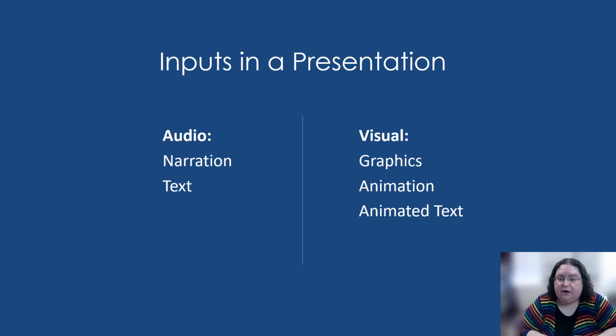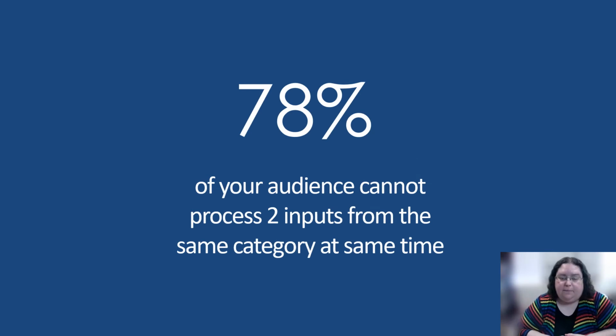And then visuals are graphics, animation, or text that is moving, so animated text rather than stable text. And this is the important thing to remember: 78% of your audience cannot process two inputs from the same category at the same time. So they have to preferentially take in one or the other. So if you have a wall of text and don't give your audience time to read, they'll read through the text and not be listening to you, or be listening to you and not be reading the text. They can't process both at the same time.